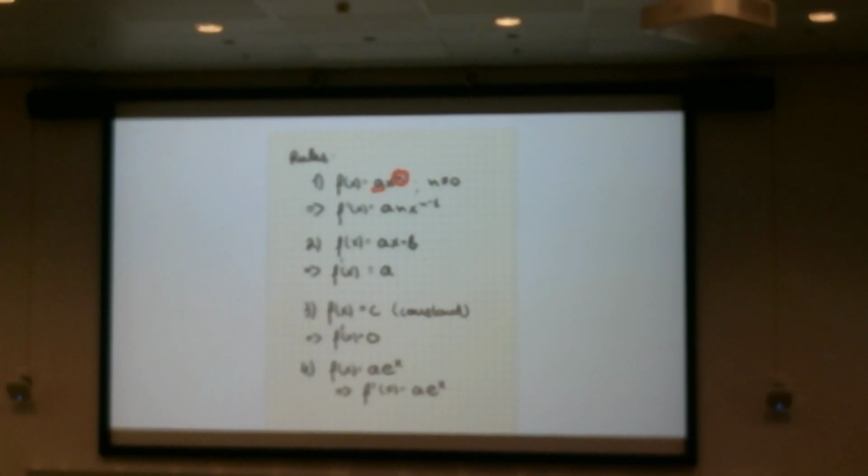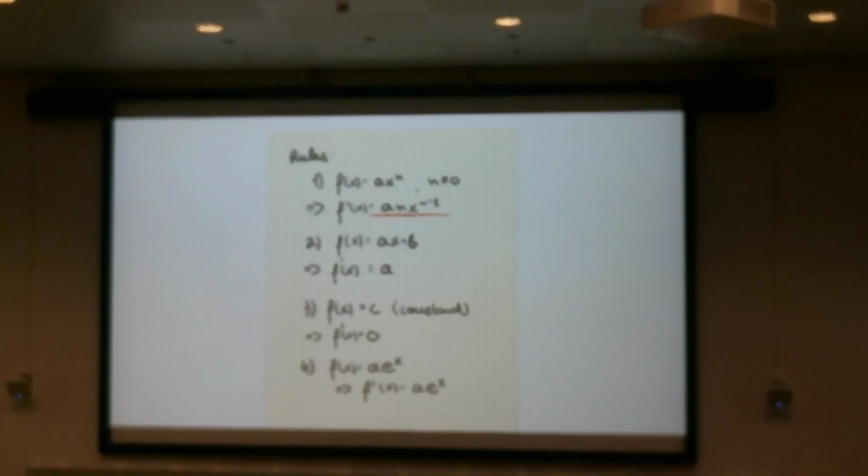So you have a, which is some constant, you have your unknown x, and then there is a power n, and n is not equal to 0. So then the rule is that the derivative of such a function is a times n, and then x is raised to n minus 1. So you basically take the power, you subtract 1 from the power, and then the power just goes in front of your unknown.